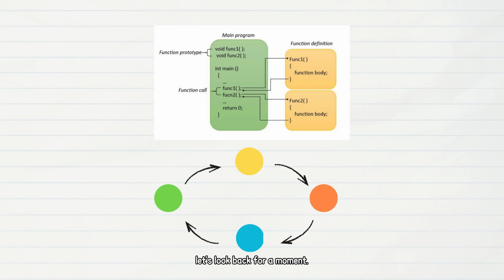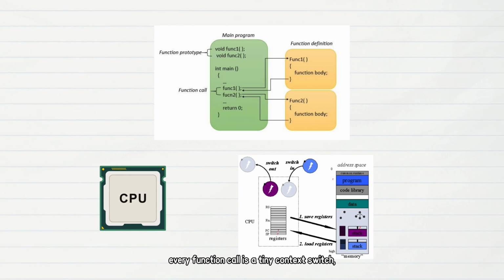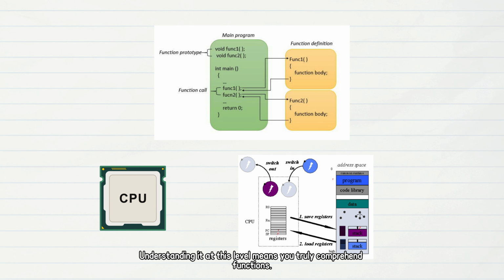Now, let's look back for a moment. A function call, in essence, is not really invoking a function. It's a complete miniature state switch. From the CPU's perspective, every function call is a tiny context switch. It's just that it happens within the same thread, making it very lightweight. Understanding it at this level means you truly comprehend functions.